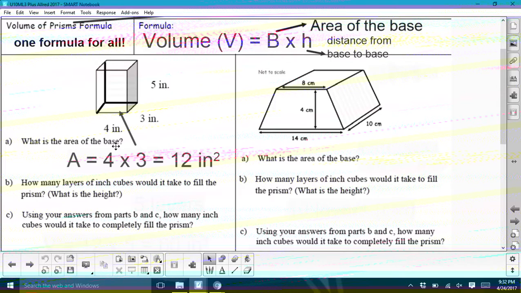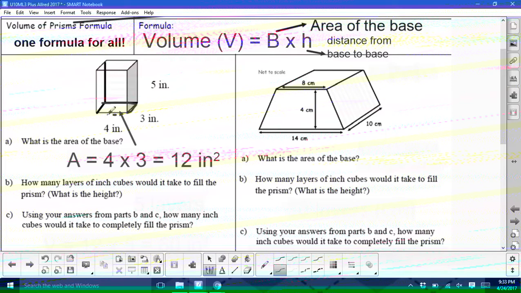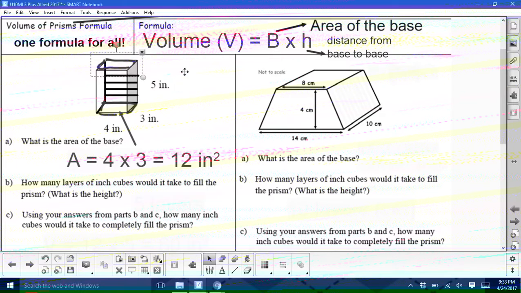The next question asks how many layers of 1-inch cubes it would take to fill the prism. If you think about the distance from base to base, if this bottom rectangle is one base right here, then the top rectangle on the other side would be the other base. It's 5 inches from base to base. If I filled it up like I was filling up a glass of water, it would fill up 1, 2, 3, 4, 5 times all the way to the top. It would take 5 layers of 1-inch cubes to fill up the whole prism.